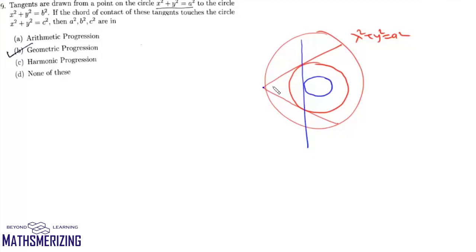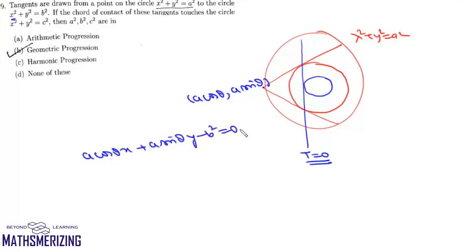Now we have to take any point on this circle. We can write this point as a cos theta and a sin theta. Now once we have this point, we can write equation of chord of contact as T equals 0. So equation of chord of contact will be a cos theta x plus a sin theta y minus b square equals 0. Now this line is tangent to this third circle.